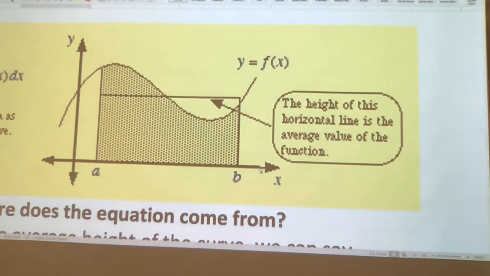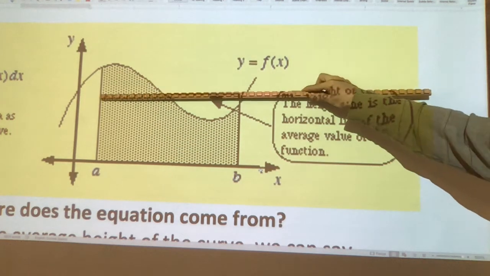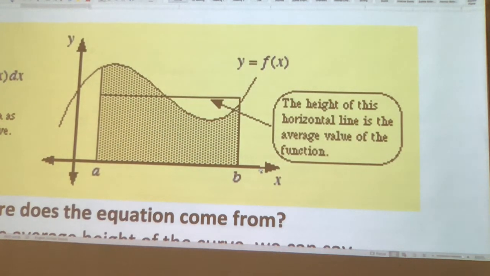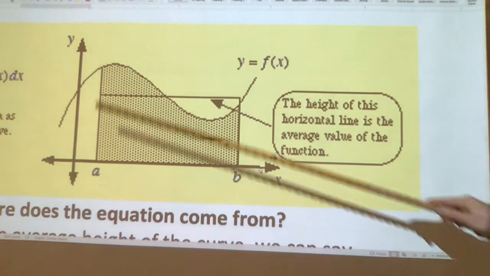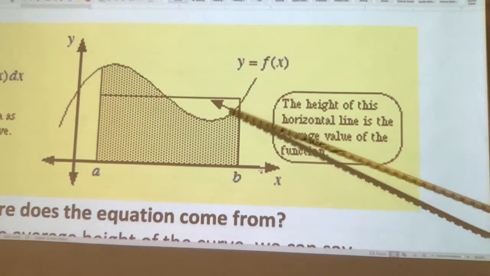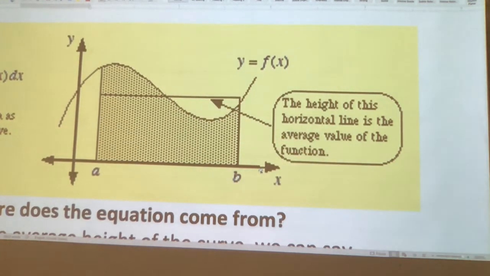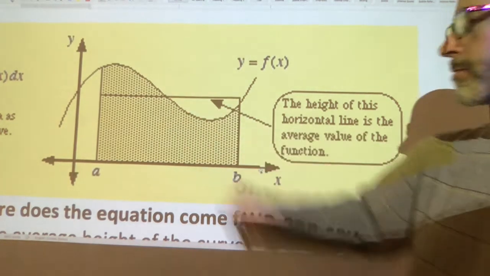Well, here's the connection. Integrals are all about area, not slope. So imagine you find this line right here, and that's the average height of my function from A to B. Somewhere in there. The mean value theorem for integration, or for integrals, tells us that there's got to be at least 1 point, maybe more, where the function is going to be equal to the average value or the average height of this graph. And that point is right here.